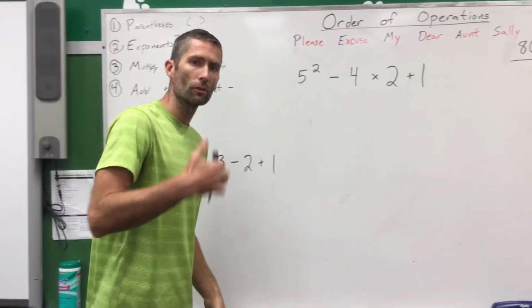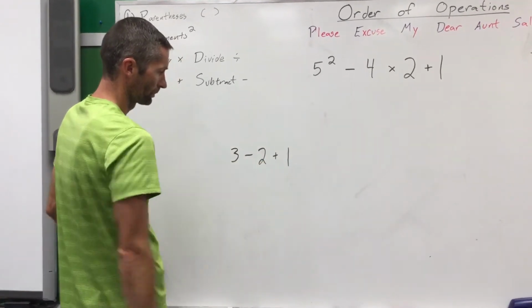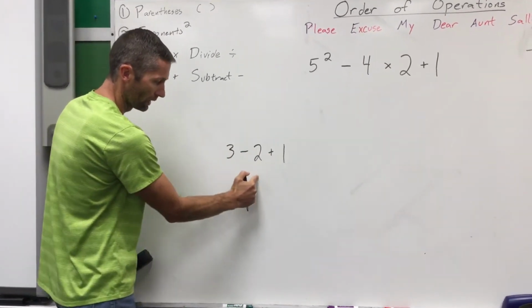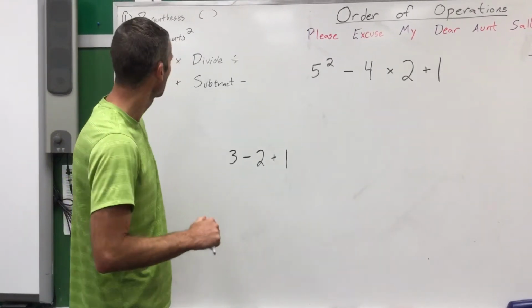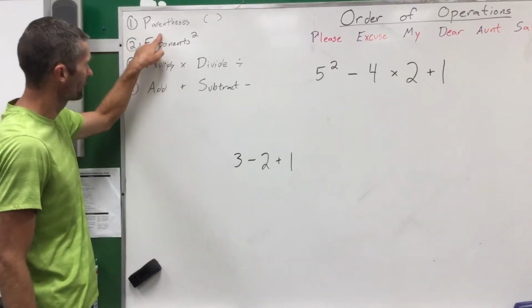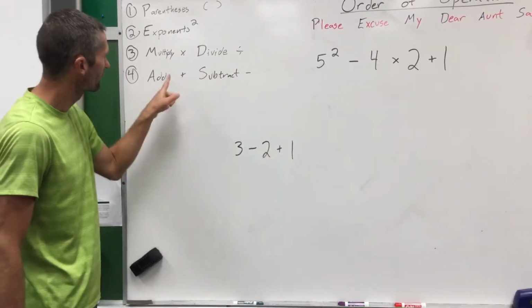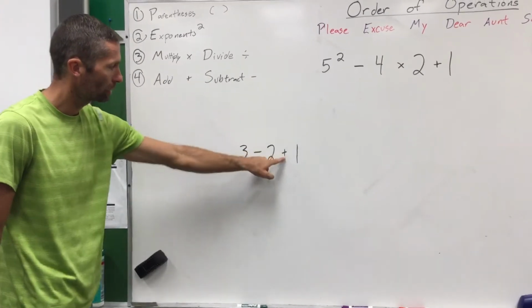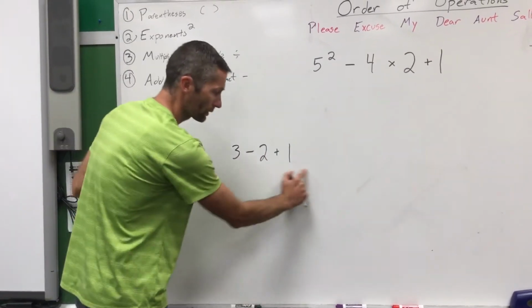So I want you to write all the steps. So I want you to write 3 minus 2 plus 1. And we can see there are 2 operations, so I'll have 2 steps. Don't do it in your head. I want to see each step separately. There are no parentheses, there are no exponents, there is no multiplication or division, there is addition and subtraction. Don't add first. It's add or subtract, left to right.